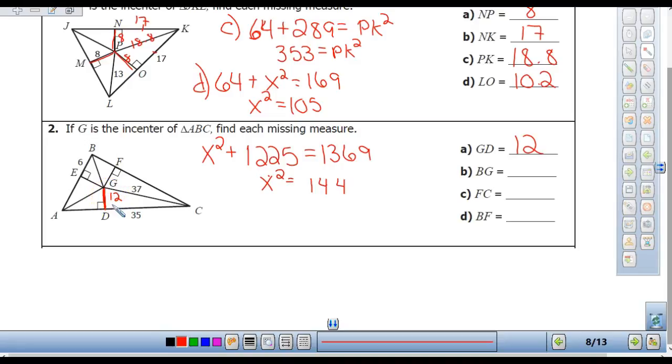That guy's 12. What's EG? 12. What's GF? 12. And to find everything else, you're going to have to use the Pythagorean theorem, except for FC. What's FC going to be? 35. What would GF be? 6. Good. And you have to use the Pythagorean theorem again for BG.